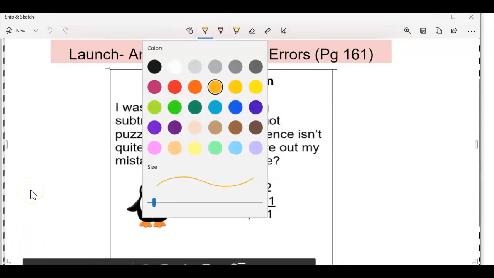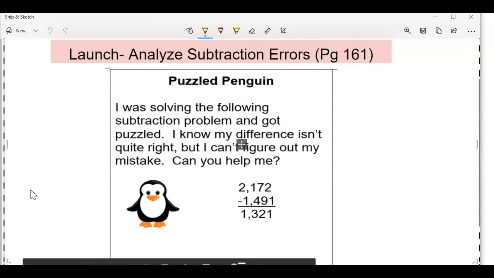So you've had an opportunity to look at the problem and try to figure out the mistake that the puzzled penguin made, and also to try to solve the problem the correct way. Okay, let's take a look. At the word problem itself, we're going to underline our question here: can you help me? We're going to try to figure out the mistake.